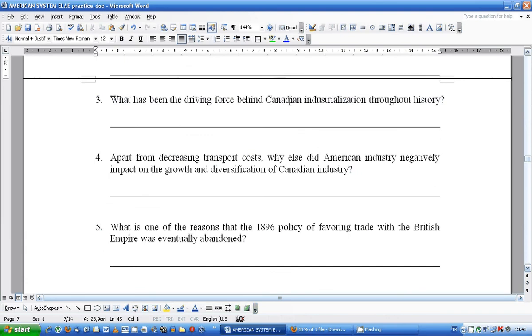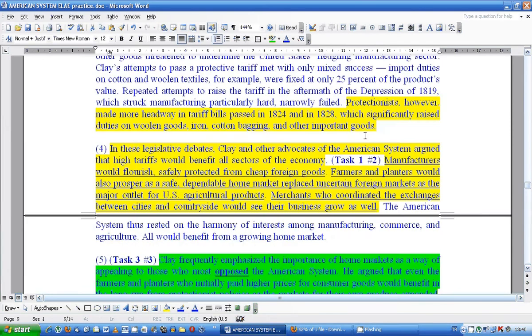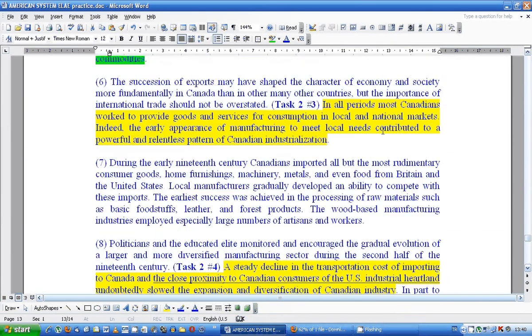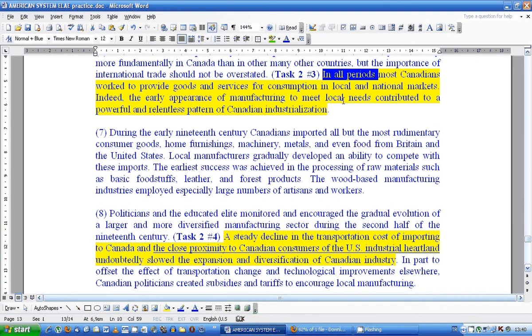What has been the driving force behind Canadian industrialization throughout history? Okay, so we're looking for something relating to all of the time period that is discussed in this text. Okay, let's go and have a look for the answer. Okay, in all periods, so in the question we've got throughout history, in all periods, most Canadians work to provide goods and services for consumption in local markets. Indeed, the early appearance of manufacturing to meet local needs contributed to a powerful and relentless pattern of Canadian industrialization.